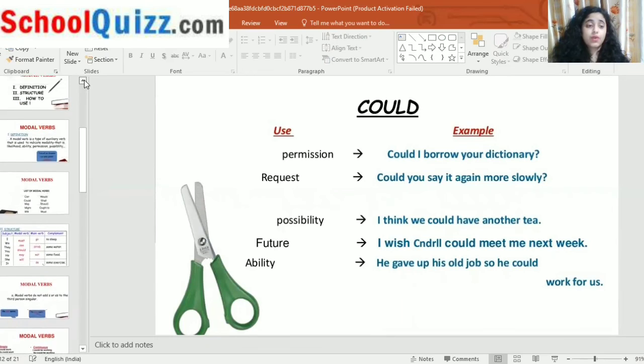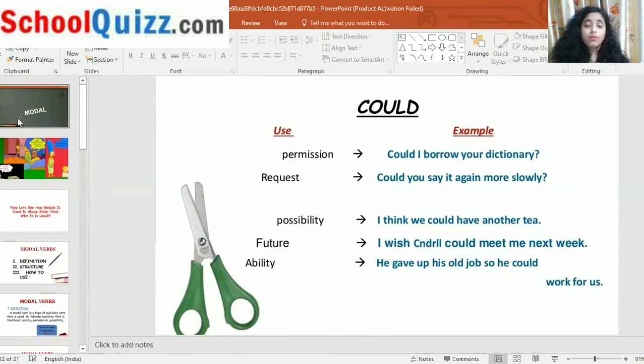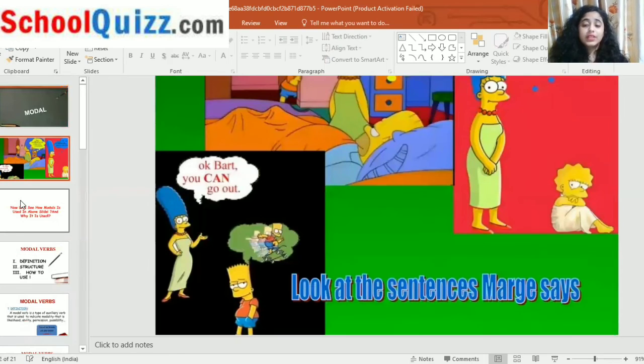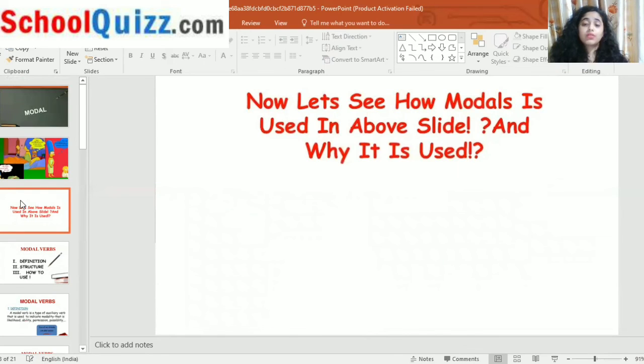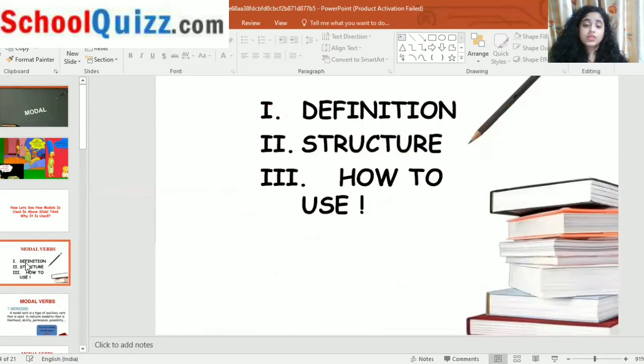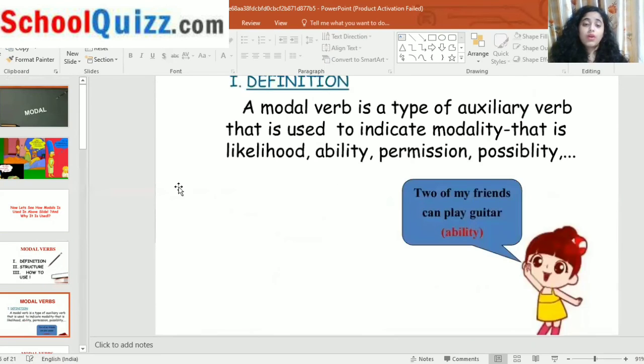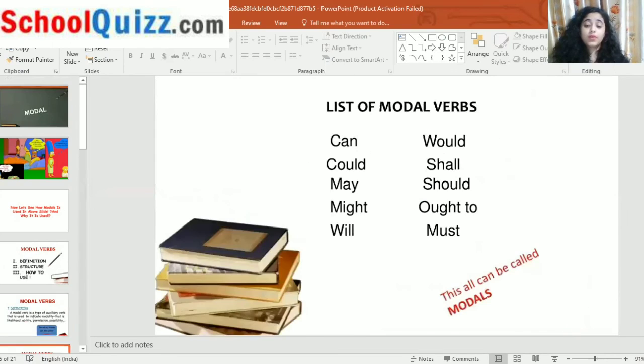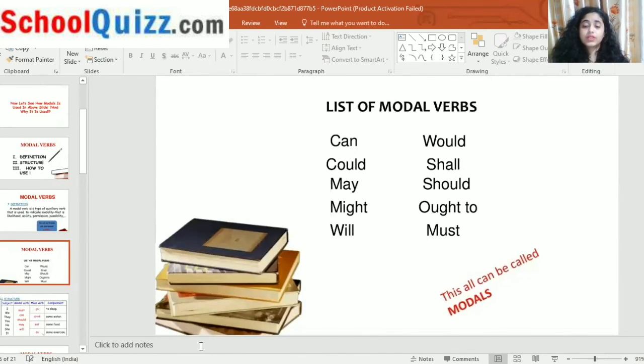Let us revise from the first thing. So what are modals? Modal auxiliaries help us understand the meaning of the sentence. There are some definitions, structures and how to use them. Modal verb definition: a modal verb is a type of auxiliary that is used to indicate modality, likelihood, ability, permission, and possibility. Afterwards, here is the list of modal verbs. It can also be called modals. Can, could, may, might, will, would, shall, should, ought to, must.